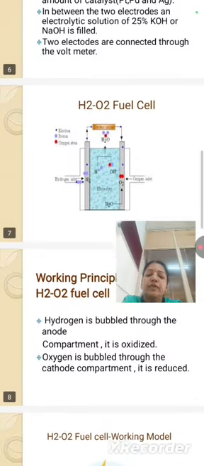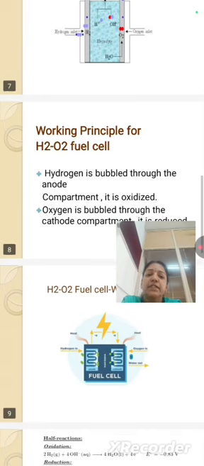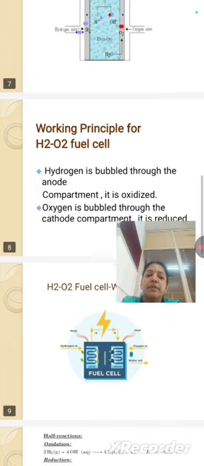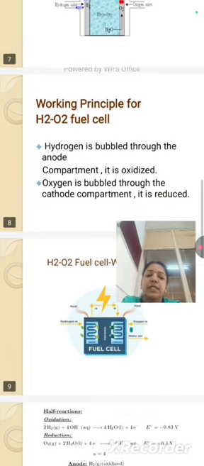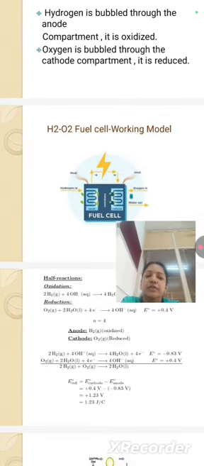Next, we move on to the working principle of the hydrogen oxygen fuel cell. Here the hydrogen is bubbled into the anode compartment, where it is oxidized. Oxygen is bubbled through the cathode compartment, where it is reduced. So this is the final working model for the hydrogen oxygen fuel cell.